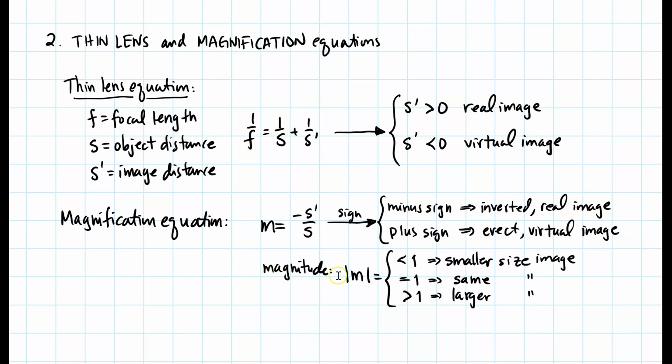For the magnitude, if the magnitude of the magnification is less than 1, then we know we have a smaller size image. If it's equal to 1, we know it's the same. And if it's greater than 1, then we know that the image size is going to be larger.